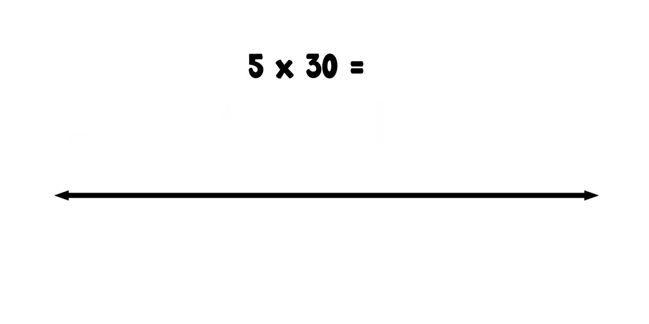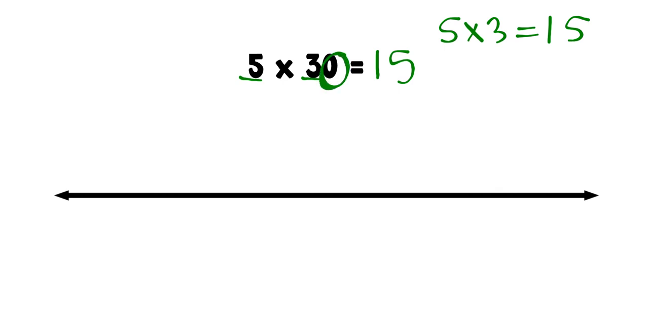Let's try an example without the basic fact to help us out. So let's just use what we know about 5 times 3 to help us find this answer. 5 times 3 equals 15. Knowing that the answer is 15 and that I have a 0 in the problem, how many zeros will I need in the answer? You guessed it, just one. So I believe the answer is 150. Shall we check on the number line just to be sure?